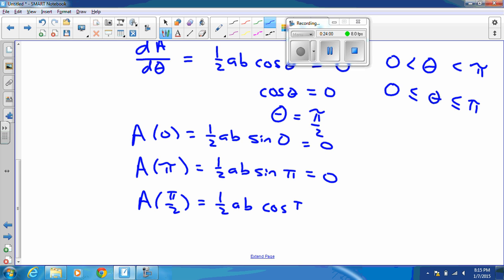And the area at pi over 2 is going to be 1/2 AB times the sine of pi over 2, and the sine of pi over 2 is 1. So that I get 1/2 AB. Well, pretty clearly this is our max.